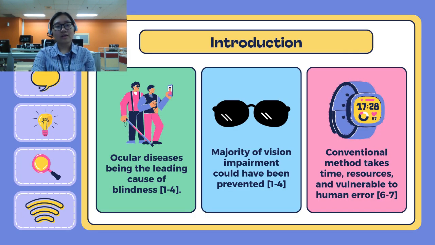On to the introduction. According to the World Health Organization, or WHO, 2.2 billion people worldwide suffer from vision impairment, and half of these cases could have been prevented if detected early. This highlights several important points. The first one is that ocular diseases are a leading cause of blindness. The second one is that the majority of vision impairment could have been prevented with early detection, and conventional methods are time consuming, resource intensive, and prone to human error. This is why we aim to utilize open source datasets and deep learning methods to assist in diagnosis.